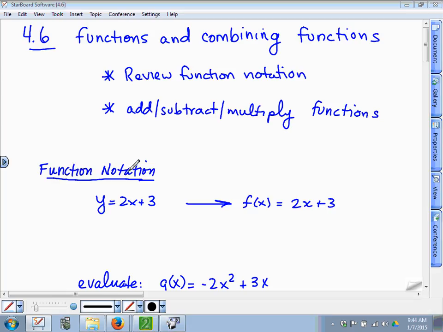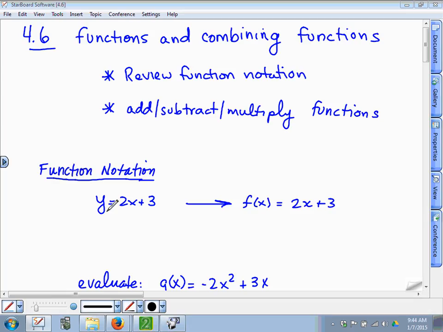Another thing you need to understand: function notation doesn't just mean f of x. It doesn't have to be f of x. The letter here, f, is the name of the function. The variable inside is what the variable is going to be in the expression over here. You can use any letter you want to name the function. Usually it's f.